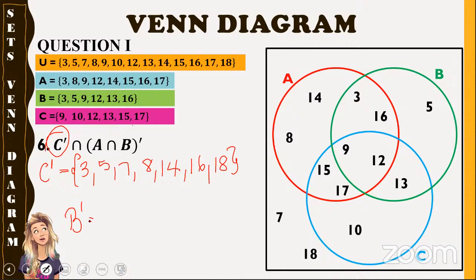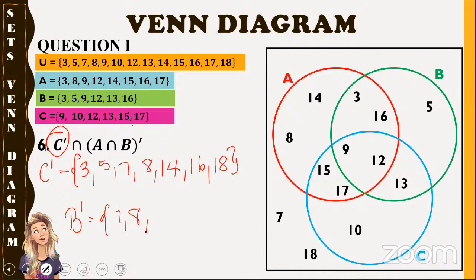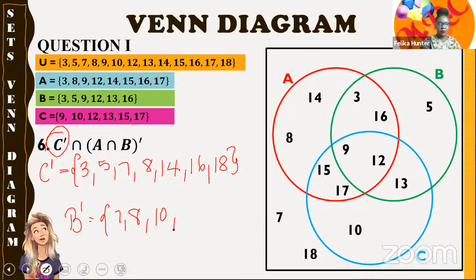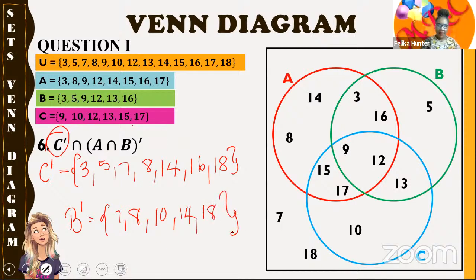Miss, B complement would be 7, 8, 10, then you will have 14, then 18. Well done, my darling.